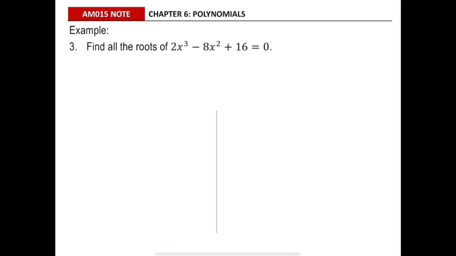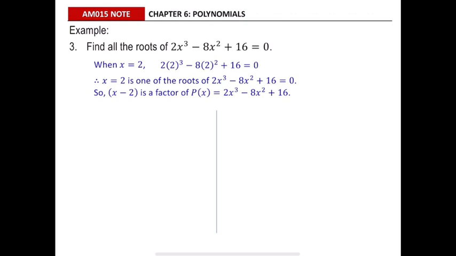Question 3 is, find all the roots for this equation. The first thing to do is to find one of the roots by trial and error using the calculator. Just use your calculator, substitute any values into the equation. If you get 0, then the number that you substitute is one of the roots. For this example, x equals 2 is one of the roots. Substitute into the equation and make a conclusion.